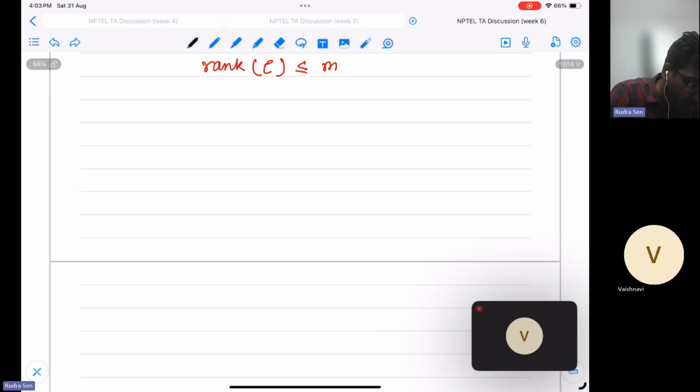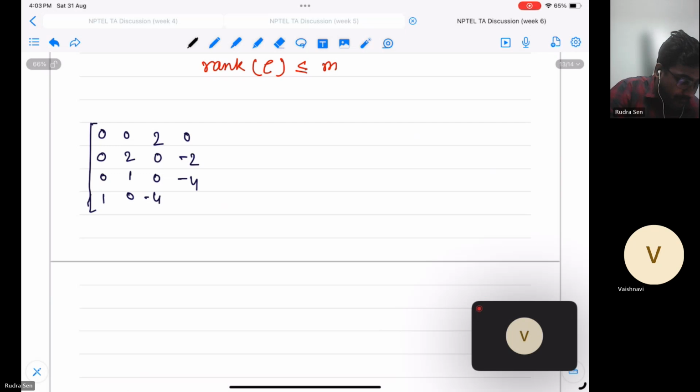Or there's another way by which you can find out the rank of a matrix, that is the Gauss elimination method, or row elimination method. So this is the original C matrix. Now you just do the row elimination method. What row elimination are you doing?